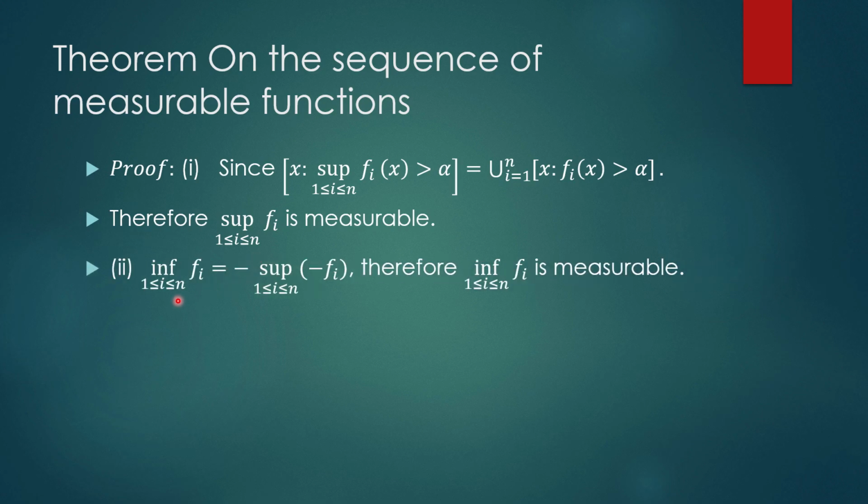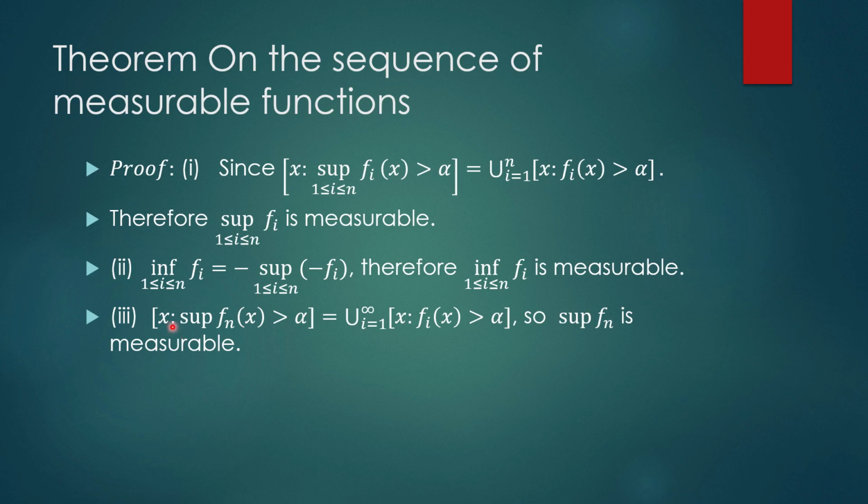But if you understand that, what is the infimum function? For a finite set, the infimum function is the negative of the supremum of the negative functions. This equality I have already explained in the earlier classes. So this function is measurable because it is a multiplication of a measurable function by a constant, and therefore this function is also measurable. And next is supremum. If you understand this equality, when n tends to infinity, the set of x such that supremum f_n(x) is greater than alpha is exactly equal to the union, i running from 1 to infinity, of the sets of x such that f_i(x) is greater than alpha. These are measurable sets, so this is a union of measurable sets. Therefore, this is measurable for each alpha. Therefore, this function is measurable. That is, sup f_n is measurable.